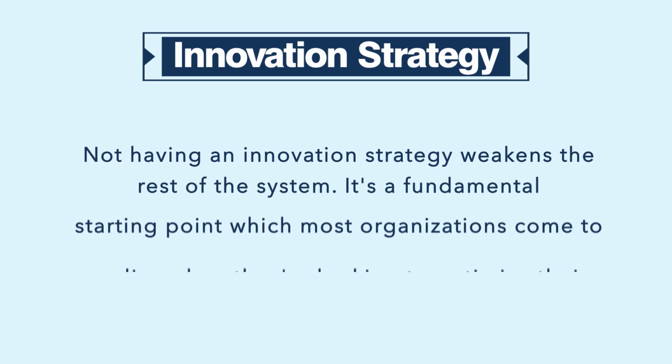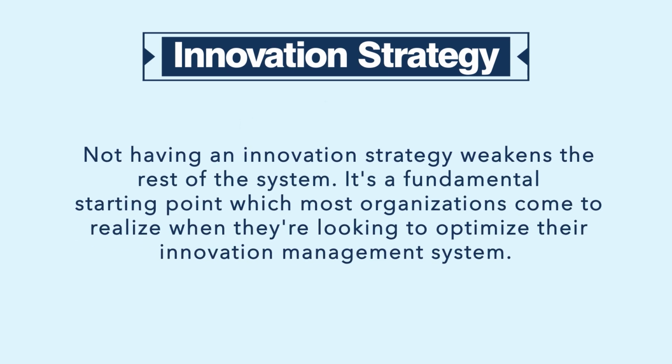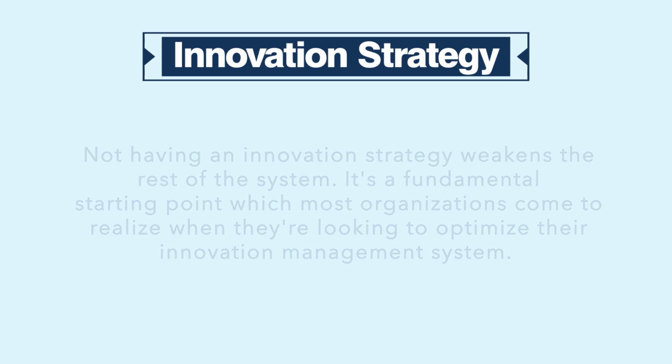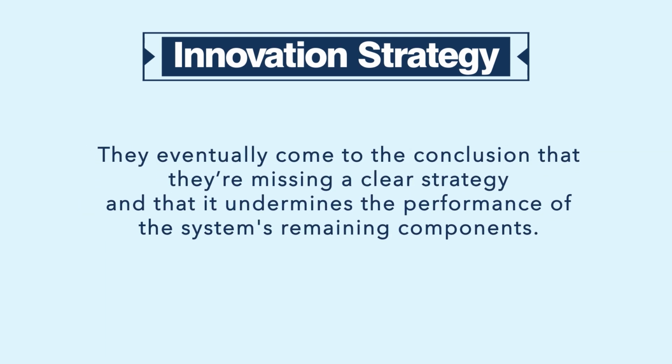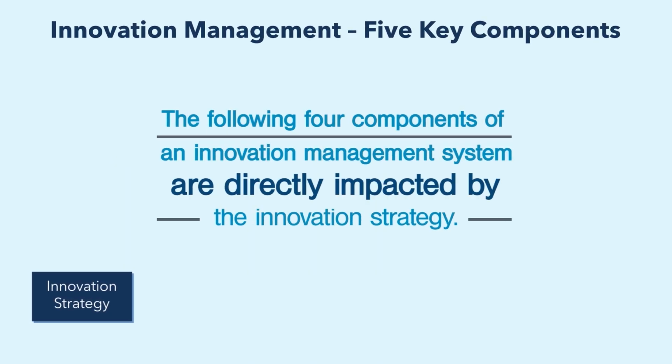Not having an innovation strategy weakens the rest of the system. It's a fundamental starting point which most companies come to realize when they're looking to optimize their innovation management system. They eventually come to the conclusion that they're missing a clear strategy and that it undermines the performance of the system's remaining components. The following 4 components of an innovation management system are directly impacted by the innovation strategy.